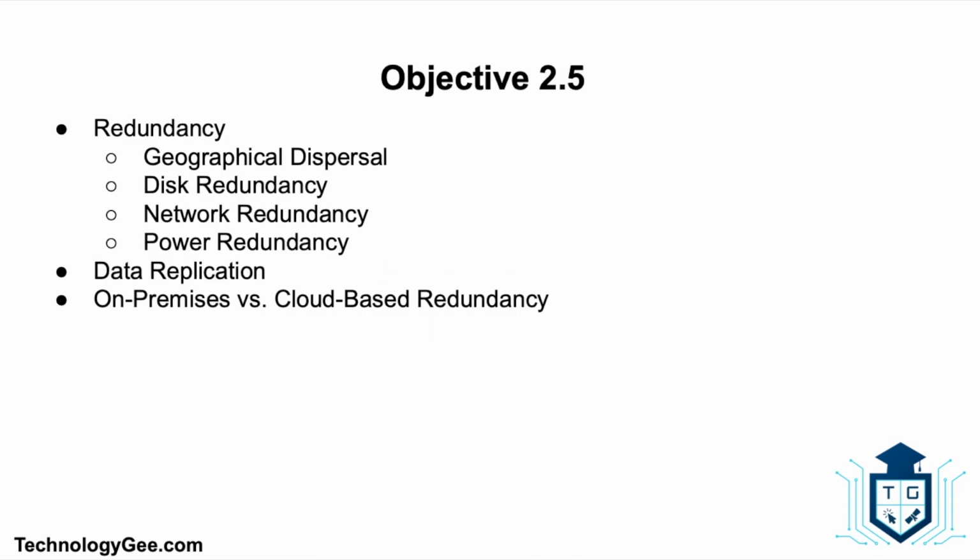In this video, you're going to learn about computer system redundancy practices such as geographical dispersal, disk redundancy, network redundancy, and power redundancy. You also will learn about data replication and the main differences between on-premises versus cloud-based redundancy.